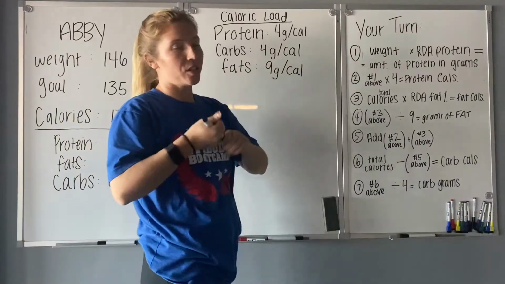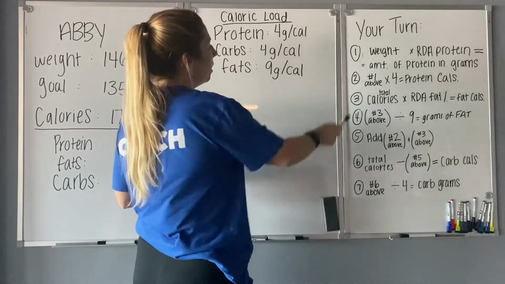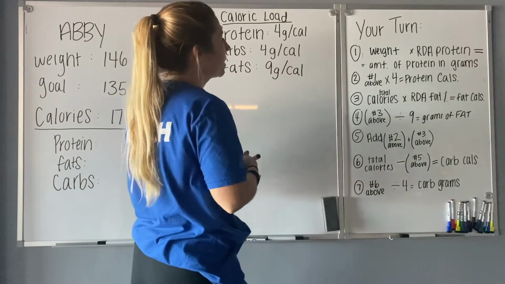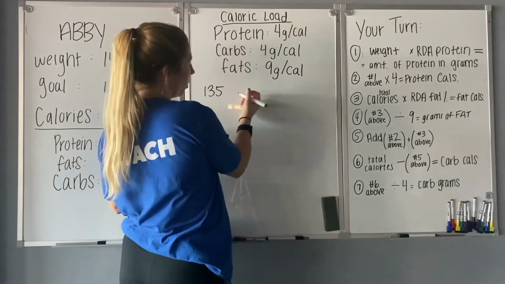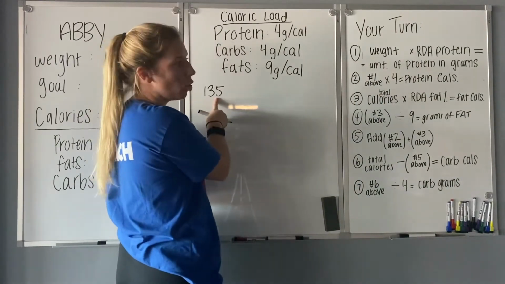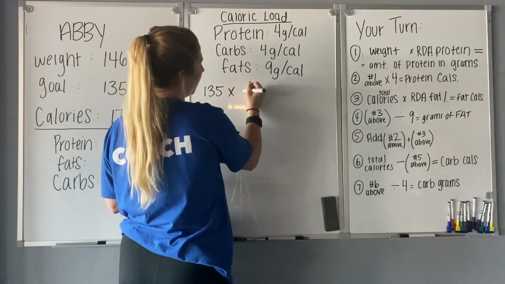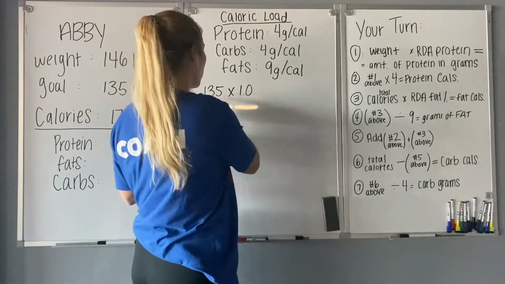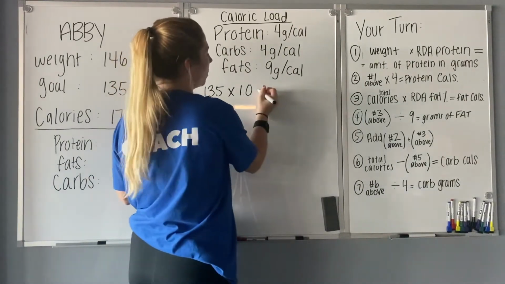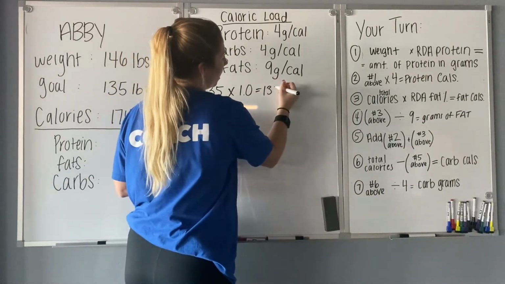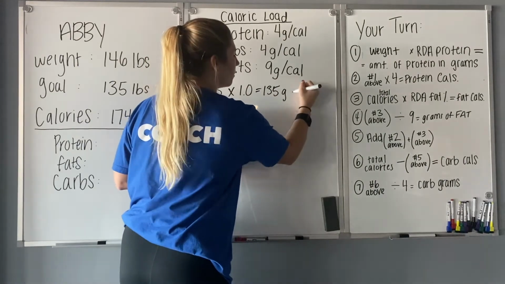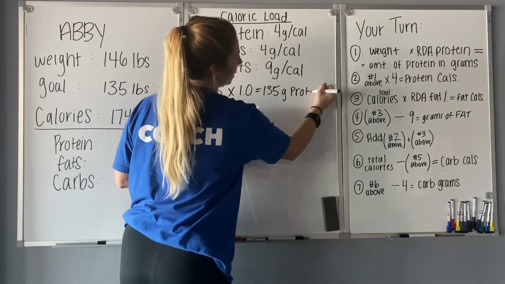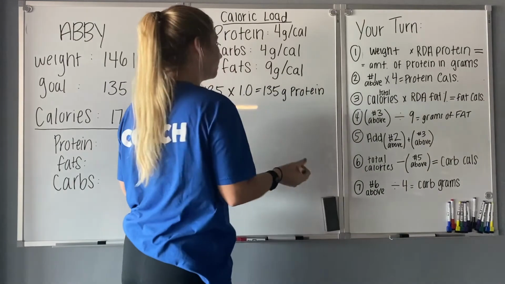So, to start with my protein, okay, using this process, I'm going to use my weight. So I'm going to do 135, which is my goal weight, and I'm going to multiply that by 1.0, and this is going straight to grams. So 135 times 1.0 is going to equal 135 grams of protein, okay?